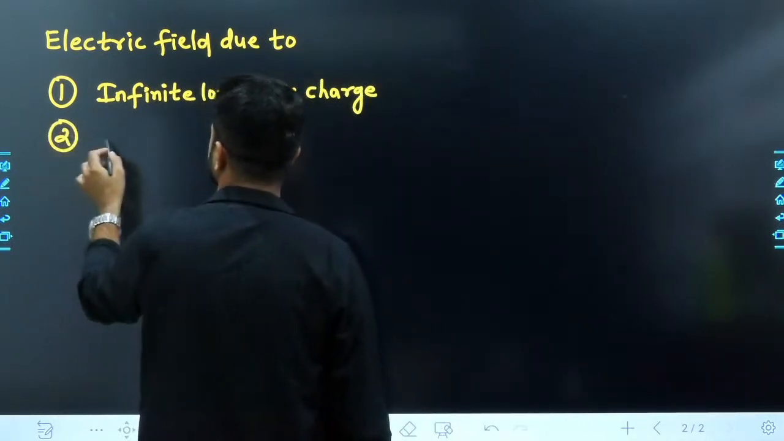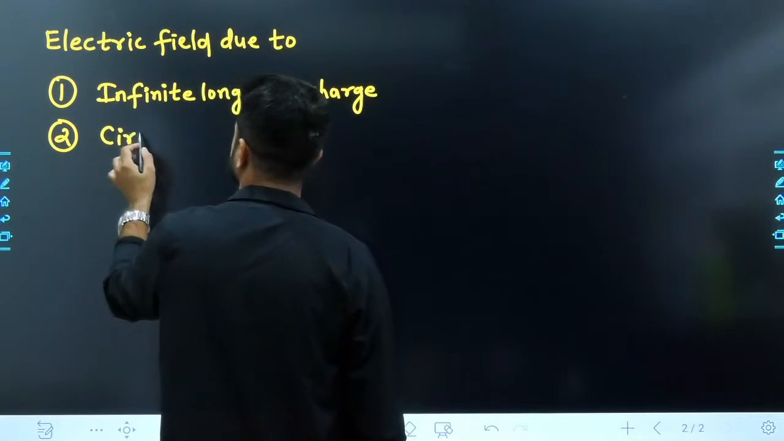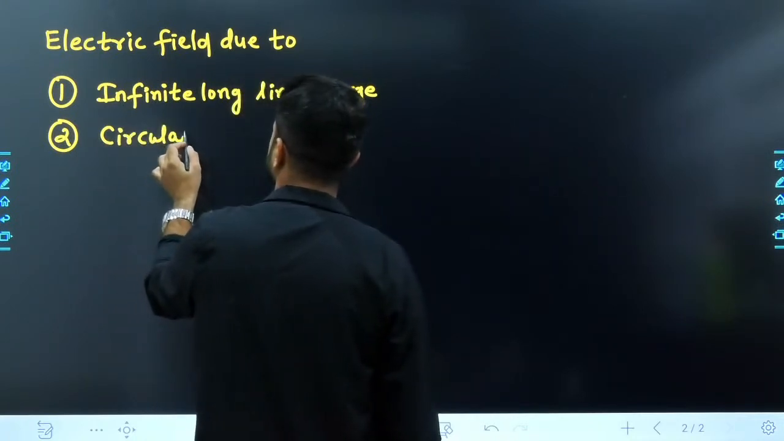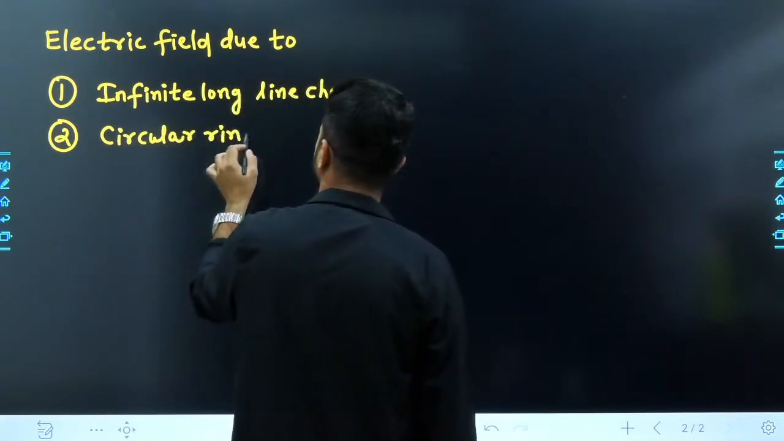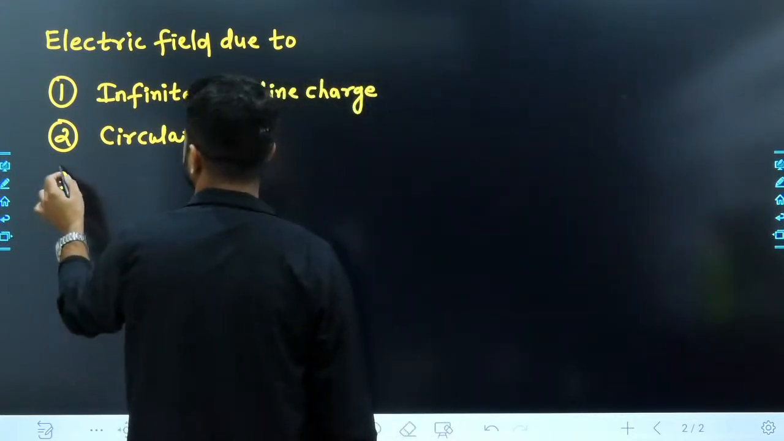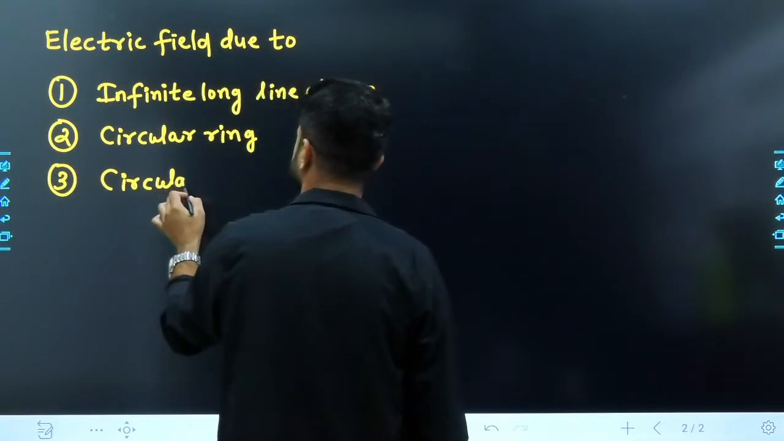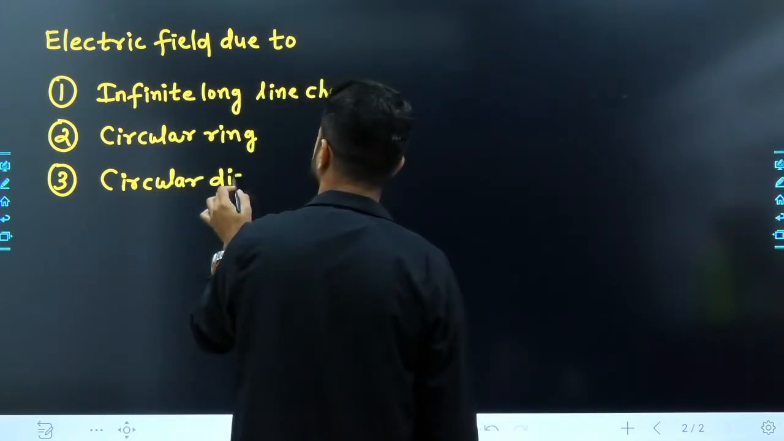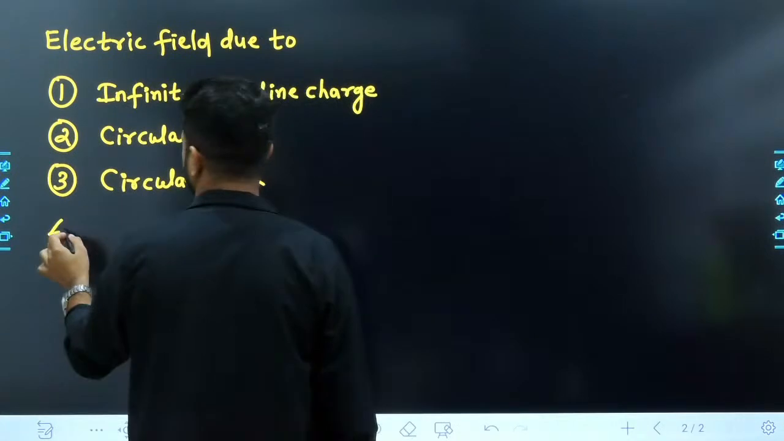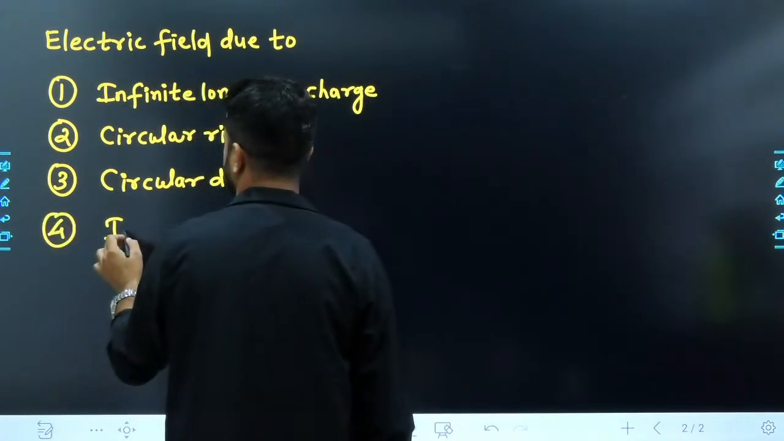second, circular ring, third, circular disc, fourth, infinite charge sheet.